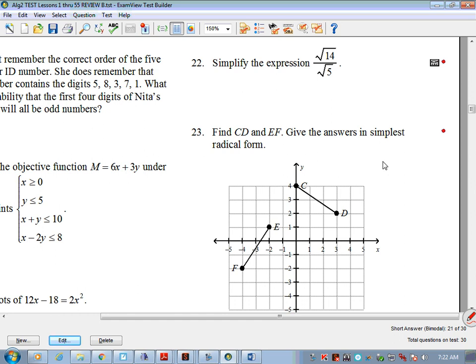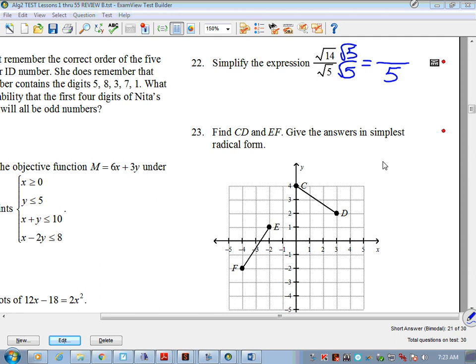All right, question number 22. This is lesson 40, simplifying radical expressions. It's not as hard as some of the other ones that we've seen earlier on in our review. There's no multiplying by the conjugate here. It's just simply multiplying by the denominator on the top and the bottom. On the bottom, this is easy because radical 5 times radical 5 is radical 25. Radical 25 is 5. On the top, I'm going to take 14 times 5 to get that radical.